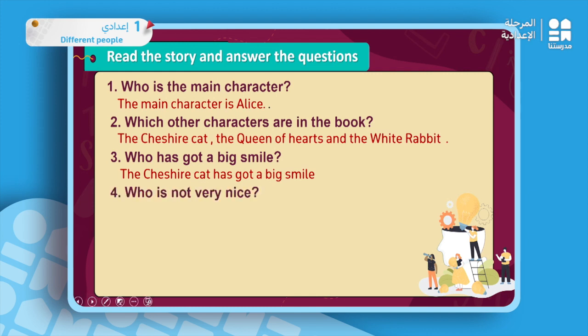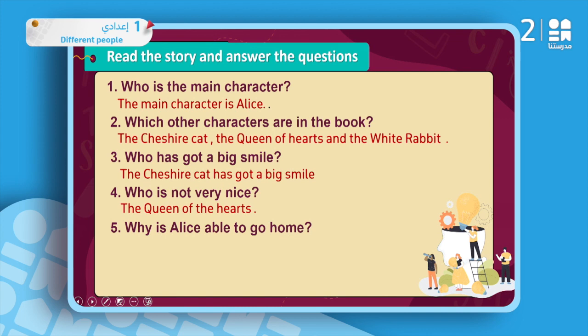Who is not very nice؟ مين اللي كانت دايما not very nice and a little bit mean؟ Of course, the Queen of Hearts. Why is Alice able to go home؟ ازاي أليس قدرت ان هي ترجع البيت بسلام في الاخر؟ Because all the characters help Alice to go home again. كل الكاركترز ساعدوا أليس في الاخر ان هي ترجع بيتها زي ما كانت.